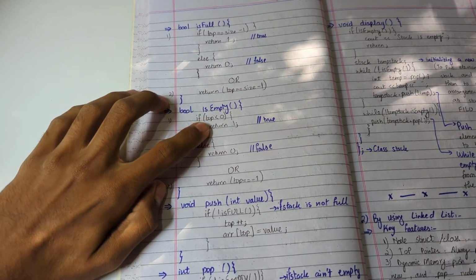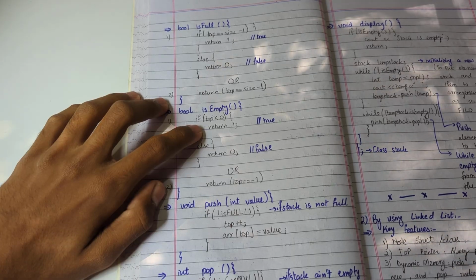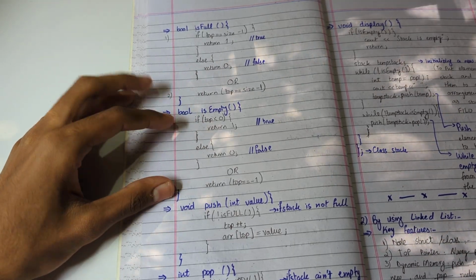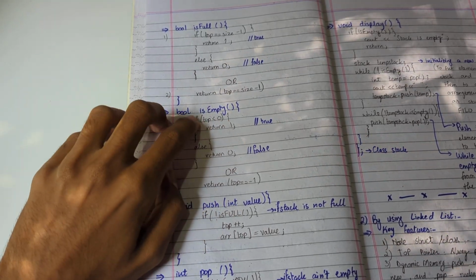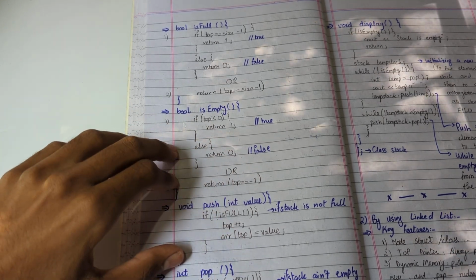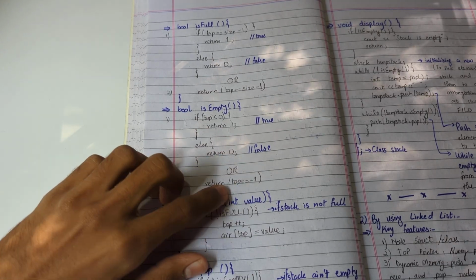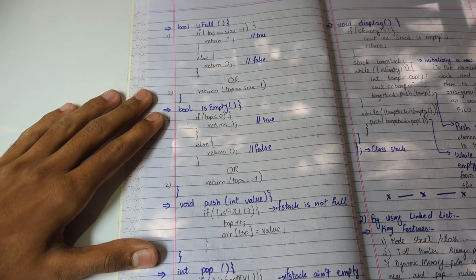Bool isEmpty: if top is less than 0, basically meaning it's -1, it's going to return 1, true, that the stack is empty, and if not, it's going to return 0, false, that the stack is not empty. Or we could just use return top is equal to -1, which means that the stack is empty. That's it.